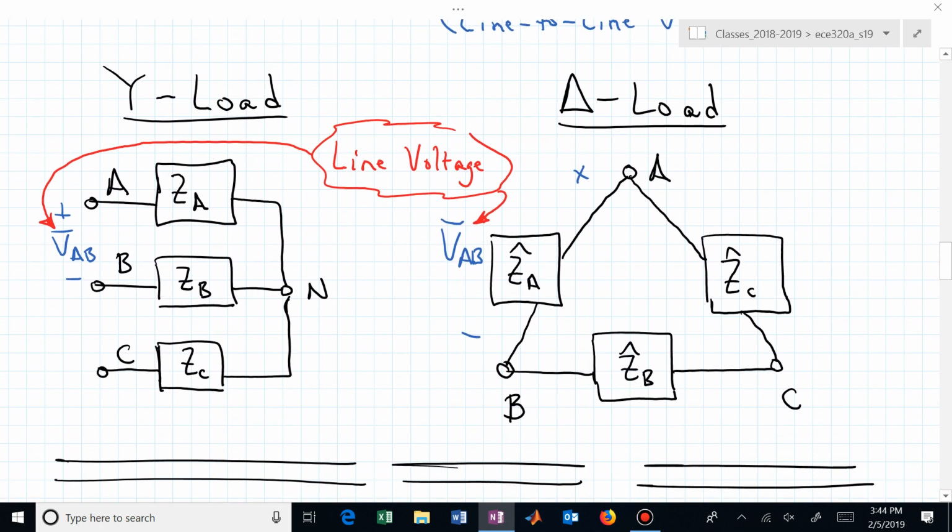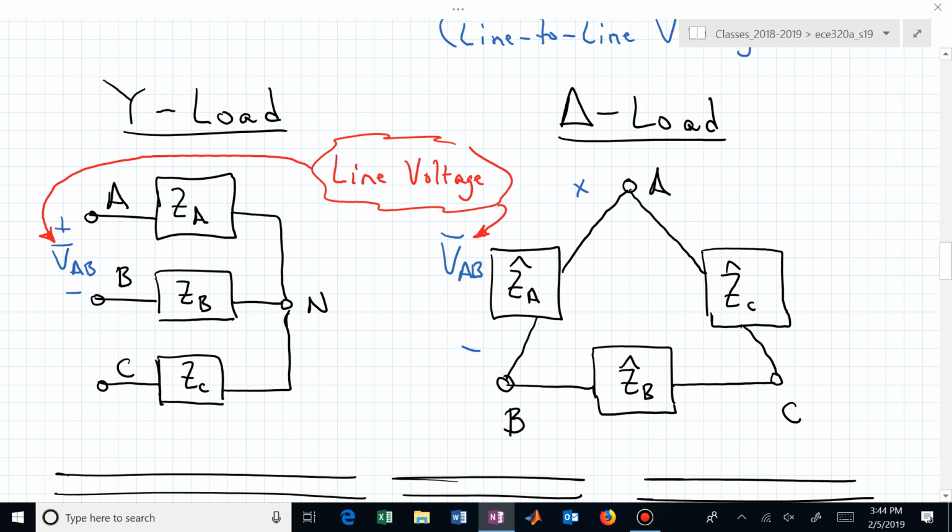Now if you look at the diagram, for kicks, I've drawn my Y load a little differently, but it's still in a Y configuration. This just takes up less real estate on the paper or on the screen. But now look at those VABs. They're the same. The line voltage is the same no matter how you interconnect the load. The line voltage is the line voltage. The phase voltage depends on how the loads are connected.